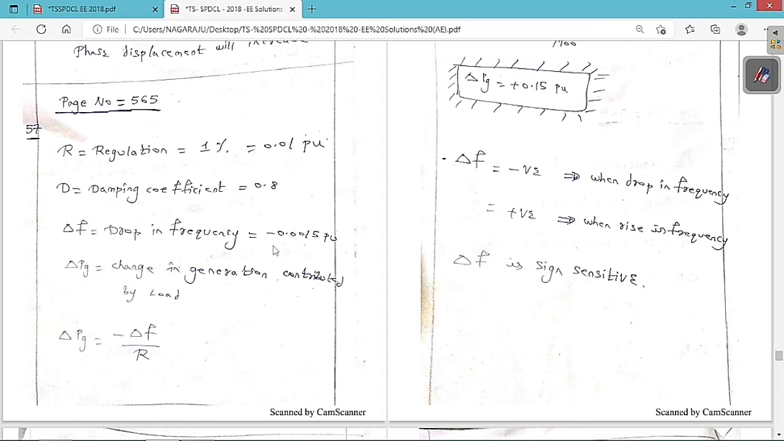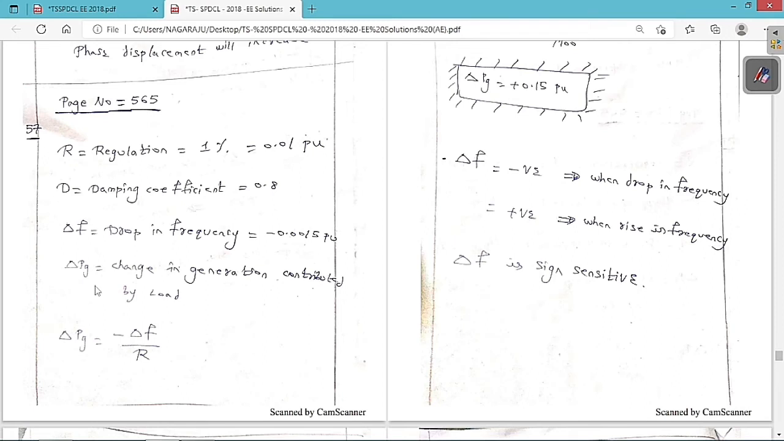You have to use positive. Drop in frequency means the frequency is decreased, so you have to use the negative sign. Delta F is always sign sensitive. Whenever the frequency drops, you have to use negative; whenever the frequency rises, you have to use positive. In the question, the change in frequency is a drop, so you have to use negative: minus 0.0015 per unit.